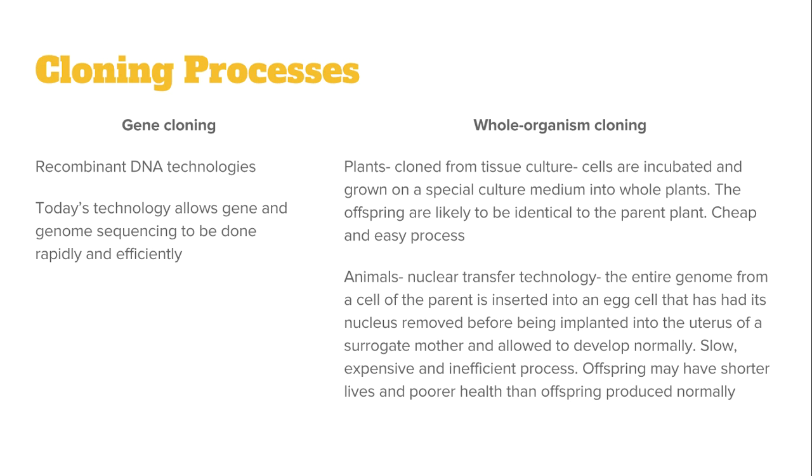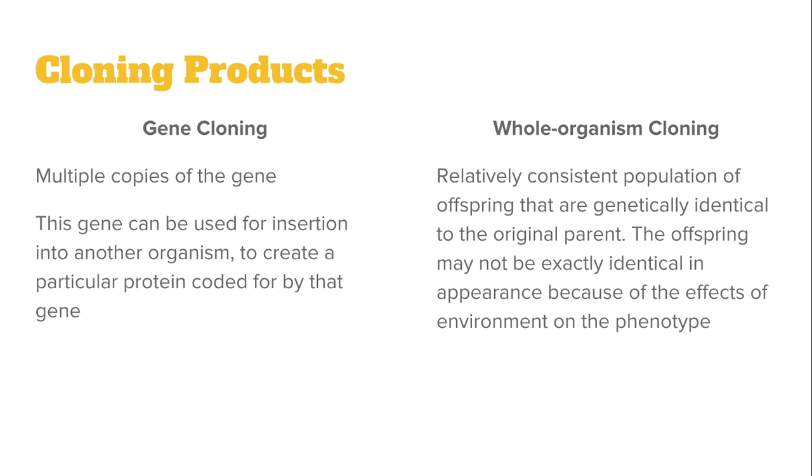In animals, the process which we use is nuclear transfer technology, and that's where the entire genome from a cell of a parent is inserted into an egg cell that has had its nucleus removed, and then it is implanted into the uterus of a mother and allowed to develop normally. This is, however, a slow, expensive, and inefficient process, usually resulting in offspring that have shorter lives and poorer health than offspring that would have been produced normally.